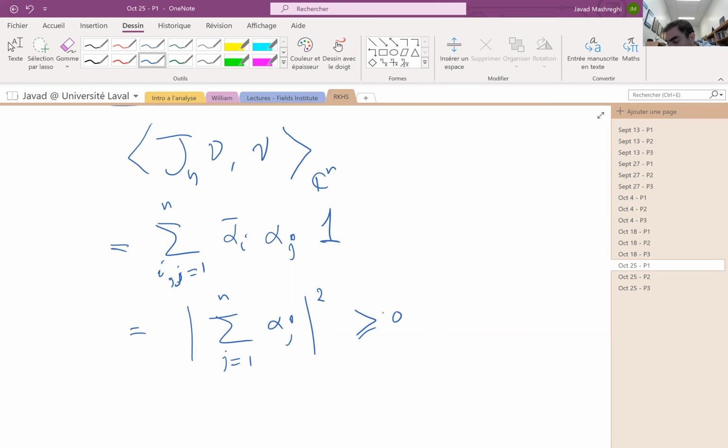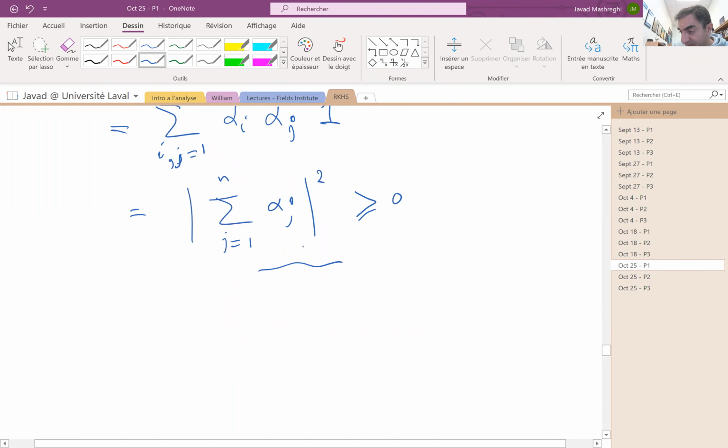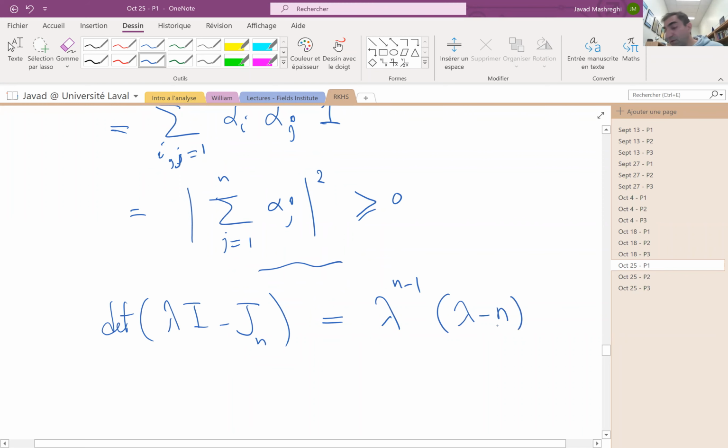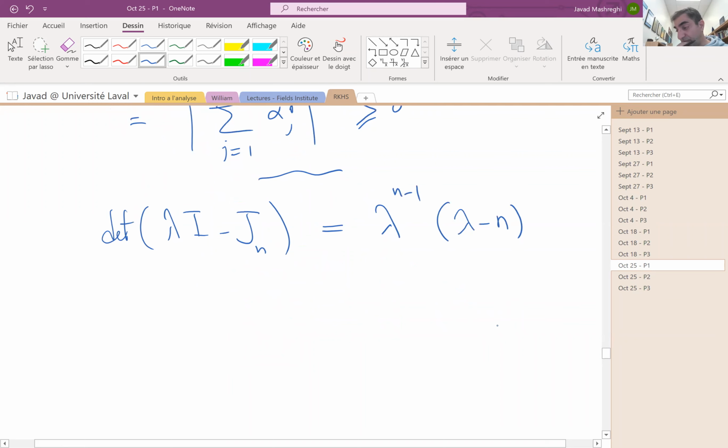And to show that it has just two eigenvalues, one way, as I said, is to calculate the determinant of lambda I minus Jn. And it's an easy exercise to see that this is lambda exponent n minus 1 times lambda minus n. So I let you do it directly. I mean, it's not something difficult. Another one is to give explicitly the eigenvalues and eigenvectors. For this matrix it is easy.